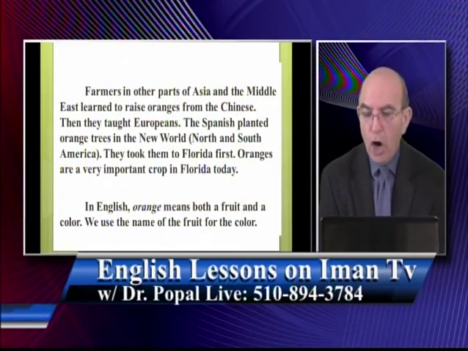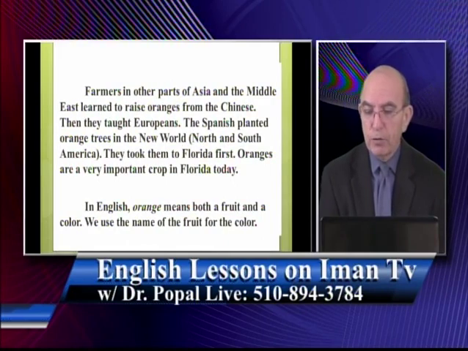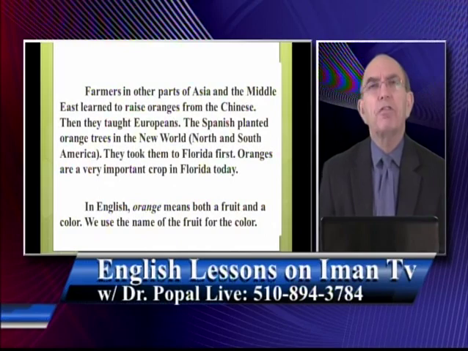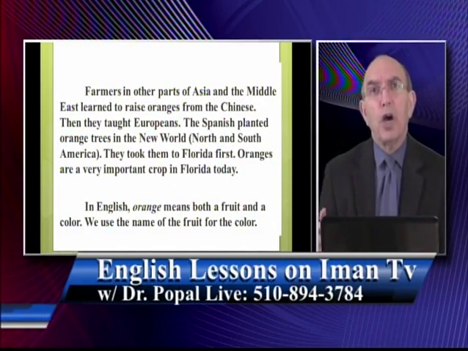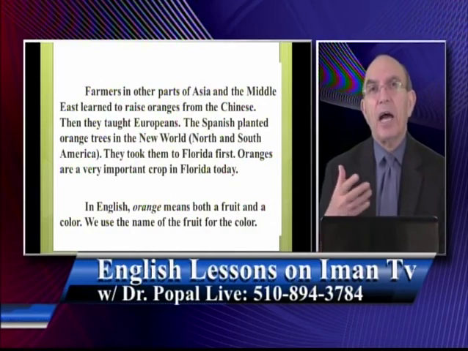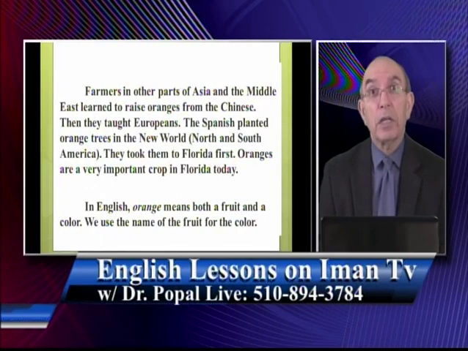In English, orange means both a fruit and a color. We use the name of the fruit for the color. In this case, in Farsi also we have the name very close. We call the fruit naranj and the color naranji. So we basically add an E there and make the name of the color.